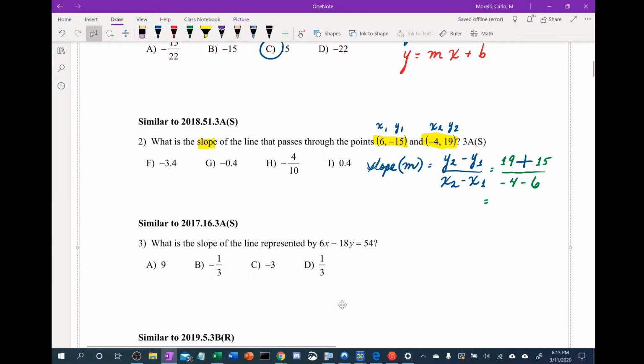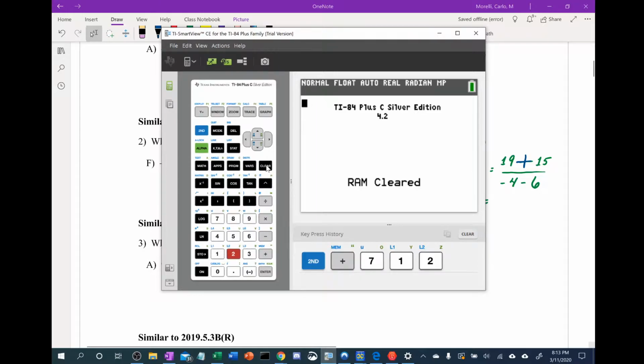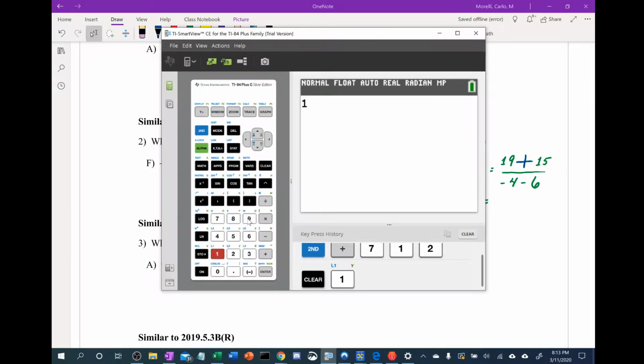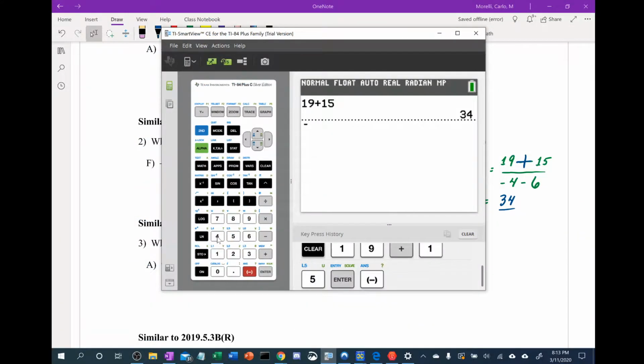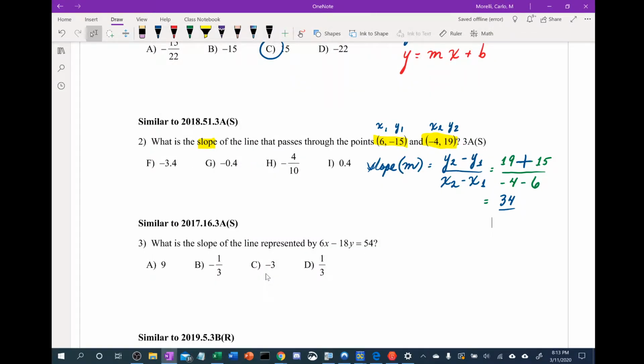If we don't know what that is, just let the calculator help us here. 19 plus 15. Okay, that's 34. Over, and then negative 4 minus 6. Once again, if you're not sure, just go in here, make sure to press the negative symbol. Okay, negative 4 minus 6 gives us negative 10. So this is negative 10.